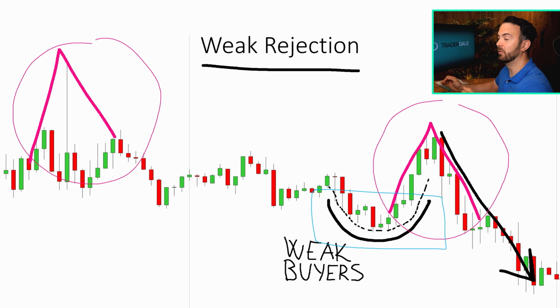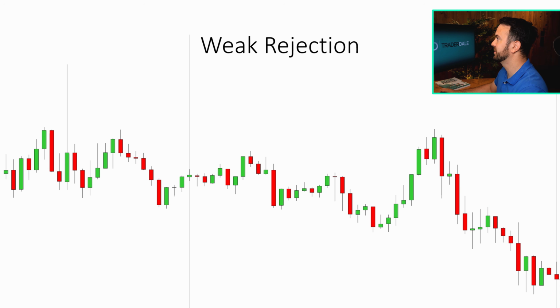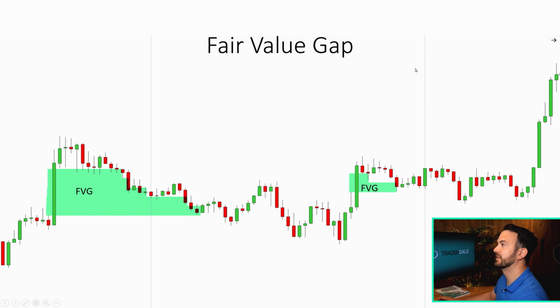Compare the strength of the buyers and sellers. For example, like this, using strong rejections and weak rejections. Now, another thing that I like to cover is fair value gap.